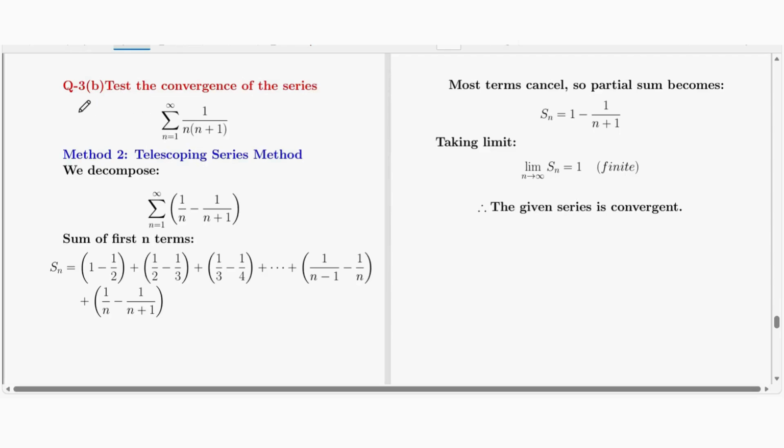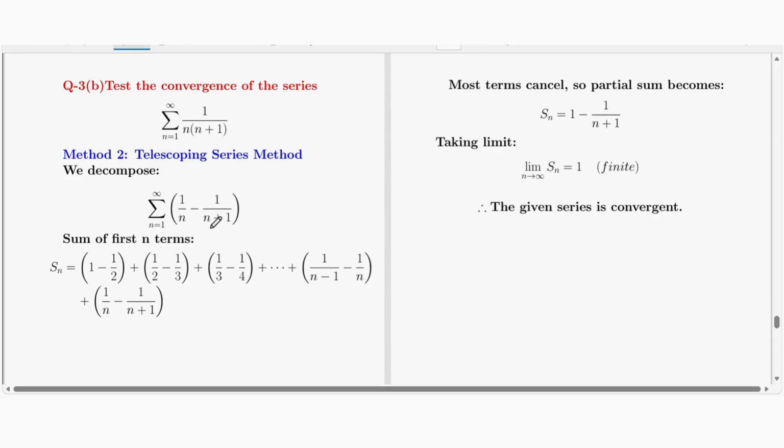Same question number 3b. Now we are solving using the telescoping series method, or we can say sum of first n terms using Sn method. Okay. Now test the convergence of the given series 1 upon n plus 1. Now what is the telescoping series method? Can we write this series in this form? Series 1 upon n minus 1 upon n plus 1. So let's check what is the value of this.